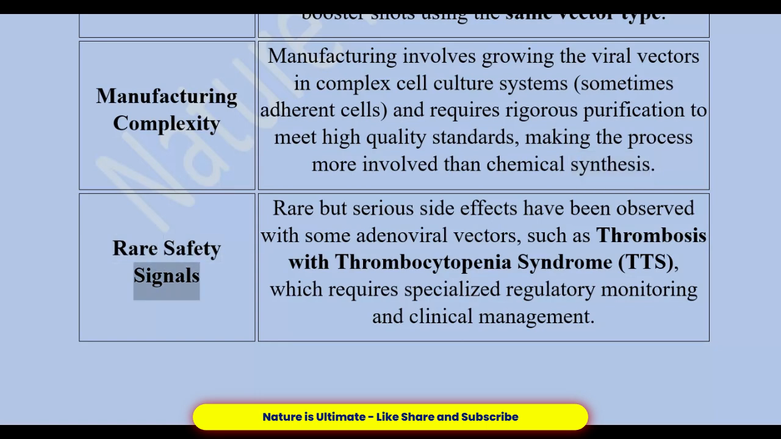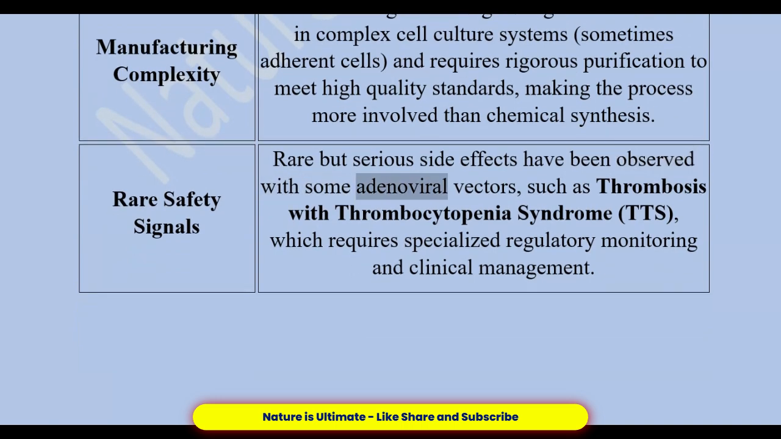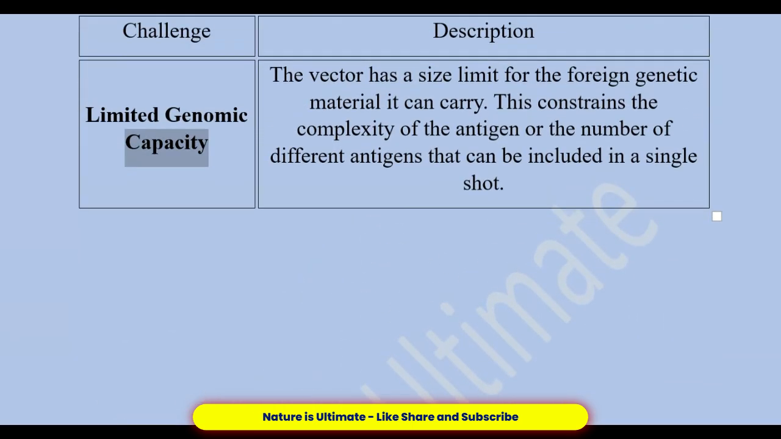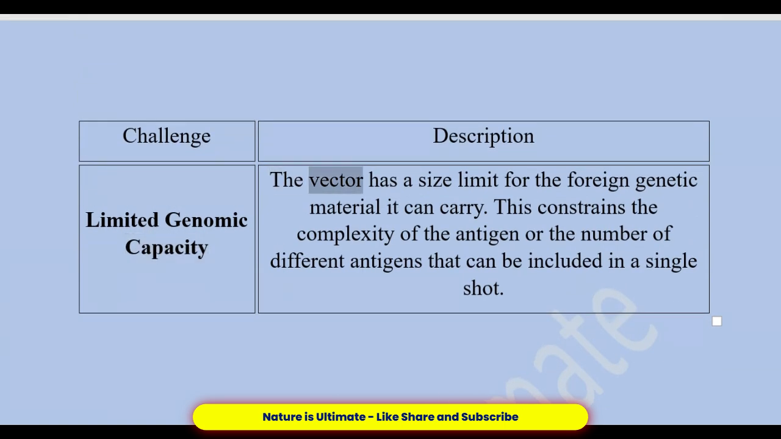Rare safety signals. Rare but serious side effects have been observed with some adenoviral vectors, such as thrombosis with thrombocytopenia syndrome, TTS, which requires specialized regulatory monitoring and clinical management. Limited genomic capacity. The vector has a size limit for the foreign genetic material it can carry. This constrains the complexity of the antigen or the number of different antigens that can be included in a single shot.